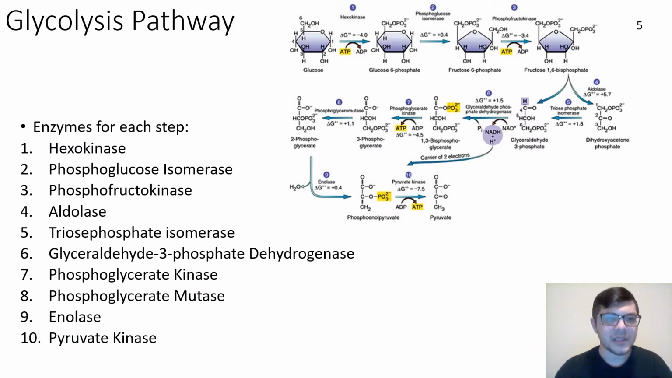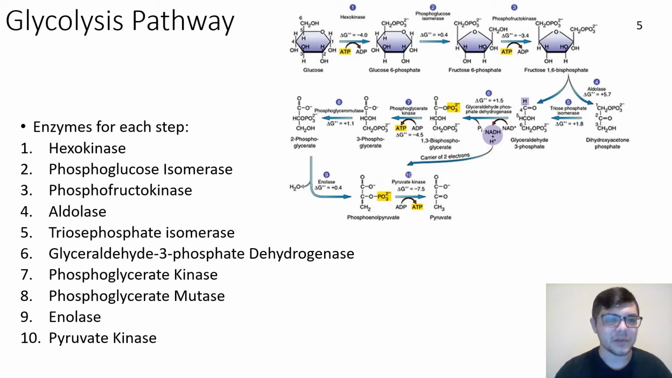So here are the enzymes for each step in glycolysis. And I'm just going to briefly explain what the enzymes do. Most of them actually have very similar jobs, and you can just tell by the names. For example, number 1, hexokinase. Well, hexo meaning 6 because we have a 6-carbon sugar, and kinase. A kinase is a molecule that has to do with adding or removing a phosphate.